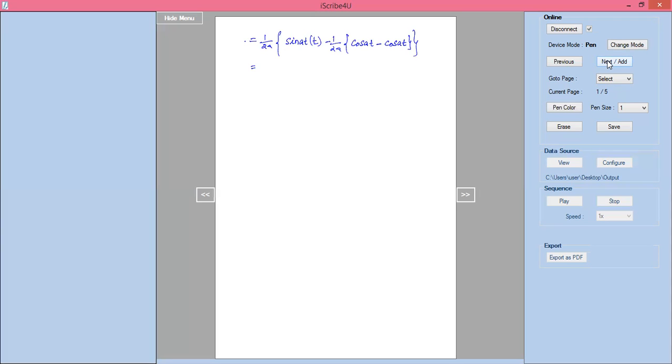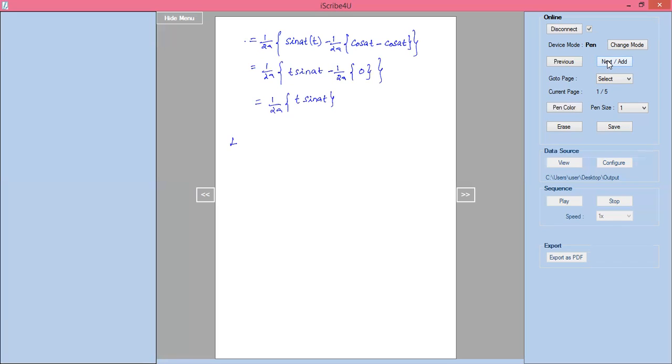Now I will get 1 by 2A into t sin AT, minus 1 by 2A into cos AT minus cos AT. If you simplify, cos AT minus cos AT should be 0. Now you will get 0 into 1 by 2A is 0 only, so 1 by 2A into t into sin AT.